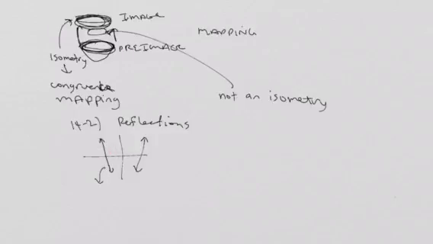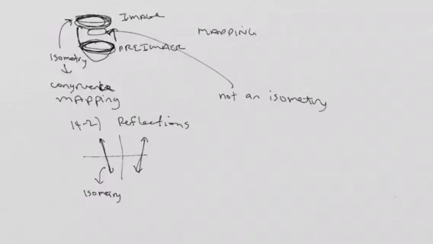Again, this is all just definition. That's an isometry because this distance is the same as this distance. I think that's it for 1 and 2.